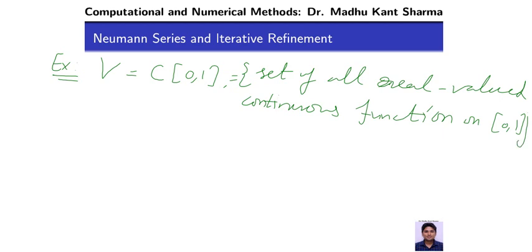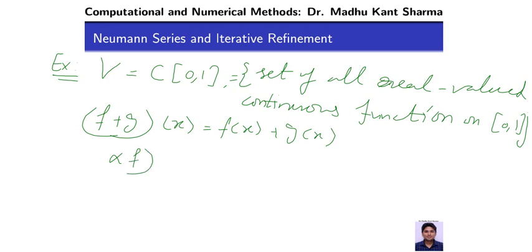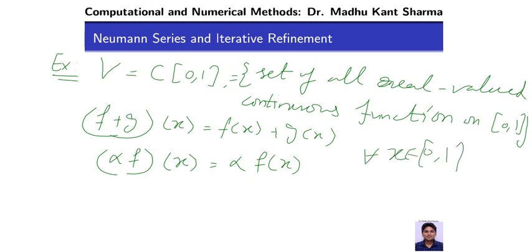This is a vector space with respect to the addition of two functions and scalar multiple of a function. That is, f plus g of x is defined by f of x plus g of x, and the scalar multiplication alpha f of x is alpha times f of x for all x belonging to 0, 1. With respect to these two operations, this becomes a vector space, and it is an infinite dimensional vector space.